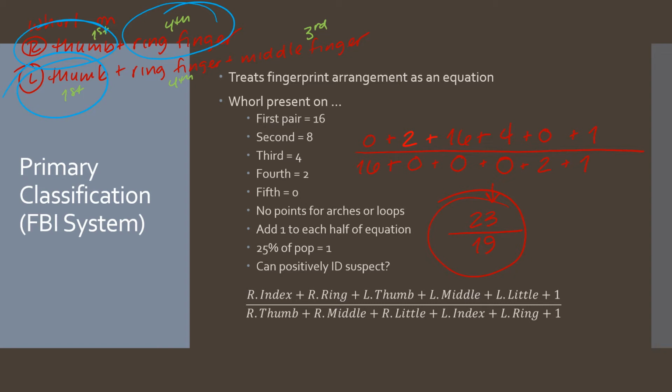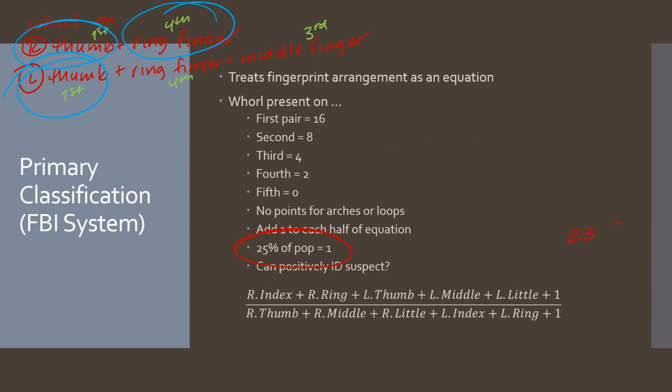Remember, if the top number, let's just stick with 23 for the sake of examples, is the same as the bottom number, your ratio is 1. If you could divide both the top and the bottom by 23 to come up with 1 over 1. 25% of the population has a ratio of 1.